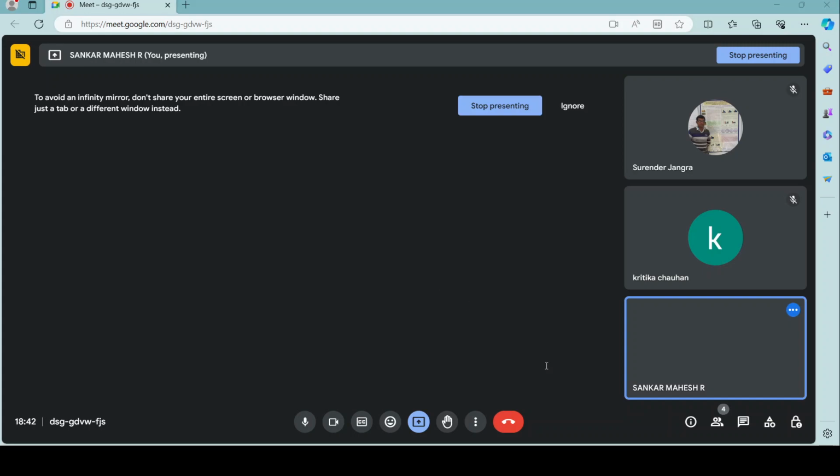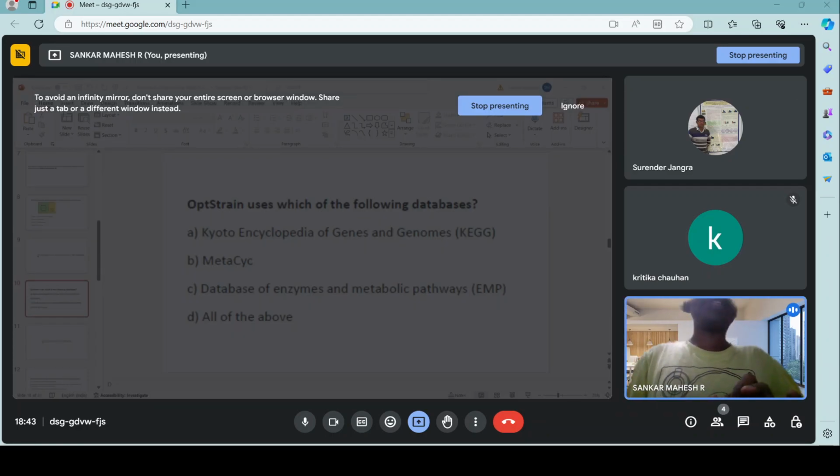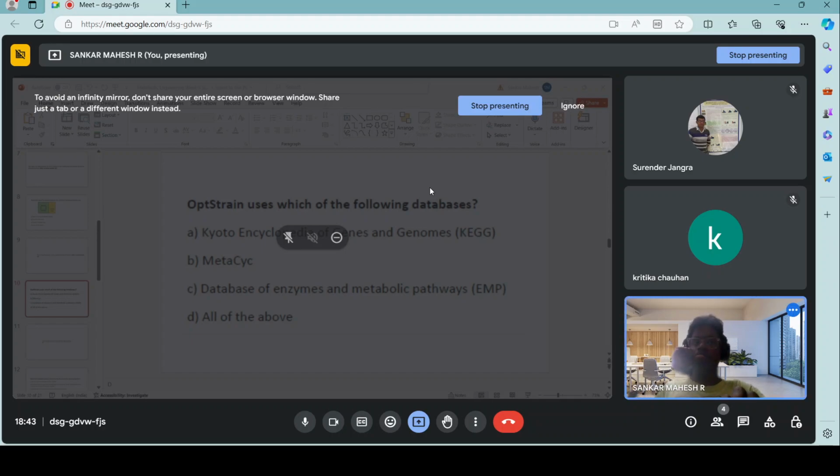So, shall I start? We can give a chance to Kritika because she just joined now, and then we can have a discussion. Kritika, do you want to answer, or if not, Mr. Ranger would answer? Sir, option A is correct. From what I've studied in lectures, only KEGG is the database which is present in Opstrain. Okay. Surender, what about you? Do you want to share your answer?